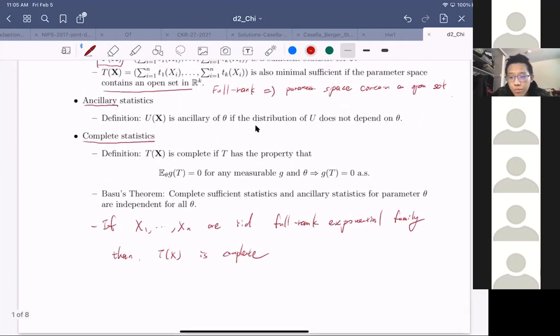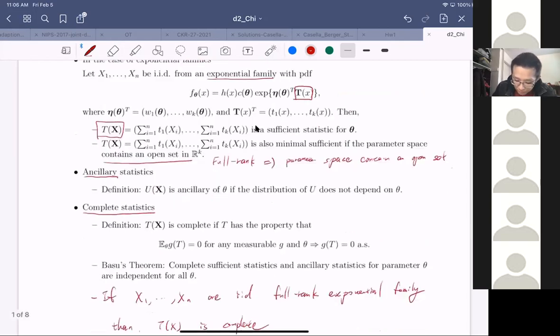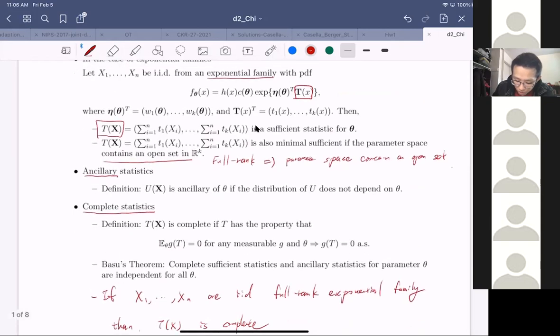Any questions so far? Can T be anything? No. T can only be this one. So if you want to use the theorem of exponential family, we can only say this T is complete and sufficient. This T.